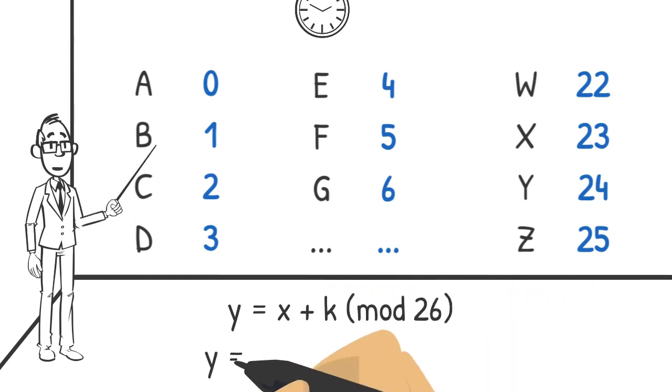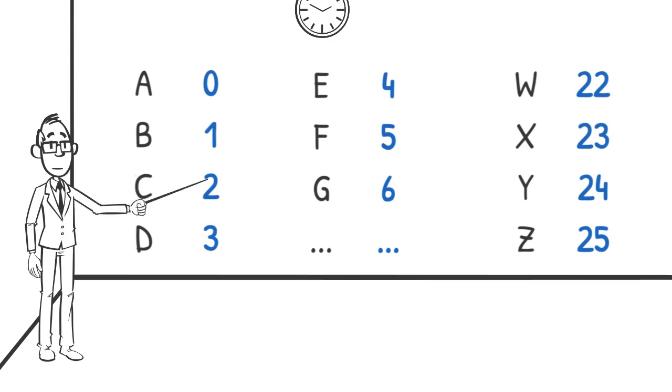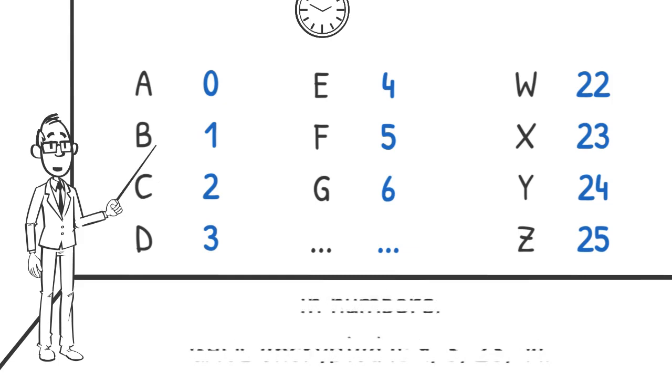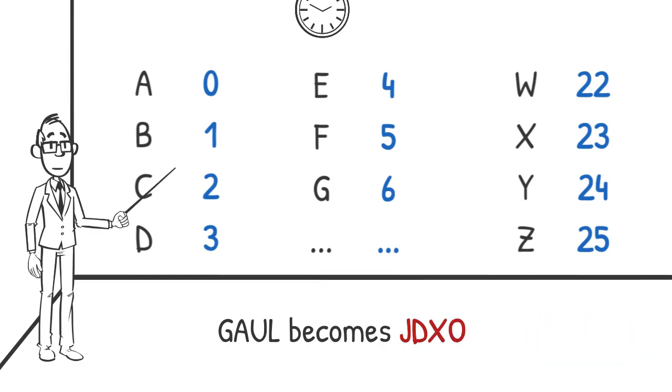To make the ciphertext, we simply add x and k modulo 26. We use the variable y to represent the ciphertext. So y equals x plus k modulo 26. We do this for each letter of our plaintext. So Gaul would become 9, 3, 23, 14. Finally, we convert these numbers back to letters. This gives us the ciphertext for Gaul as J, D, X, O.